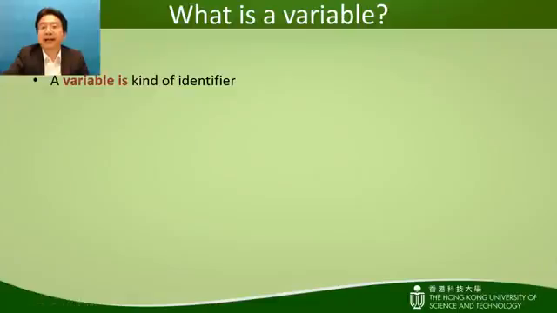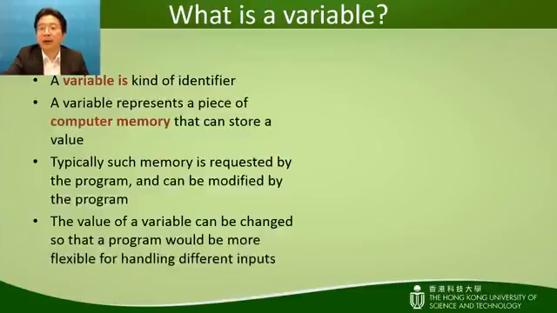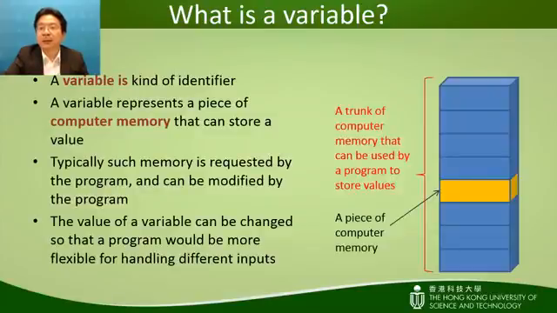One kind of identifier that is used very often in a program is called variables. In many applications, a program would need to reserve a chunk of computer memory for storing values to be used by the program. A variable represents a piece of computer memory that can store a value. Typically, such memory is allocated to a variable on request by a program.